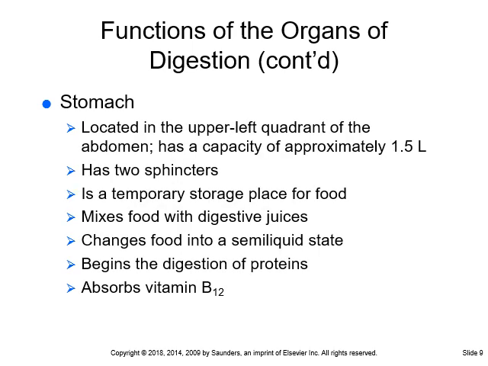The stomach is located in the upper left quadrant of the abdomen. The adult stomach has an average capacity of 1.5 liters. It has two sphincters. It is a temporary storage place for food. It mixes food with digestive juices. It changes food into a semi-liquid state. It begins the digestion of proteins, and it absorbs vitamin B12.